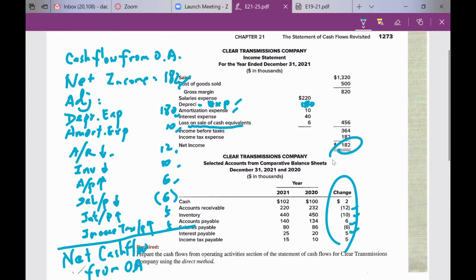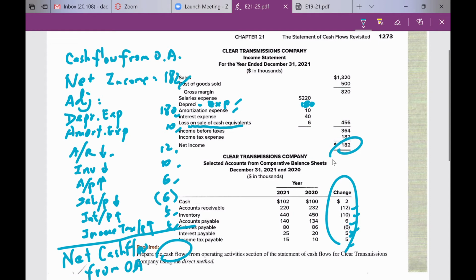Next, interest payable increased by 5. A current liability increase means you add 5. Income tax payable also increased by 5, so you add again. Now you just calculate the total. 182 plus or minus everything here gives you the net cash flow. It should be the same number as the direct method we figured out last time. So this is the indirect method.